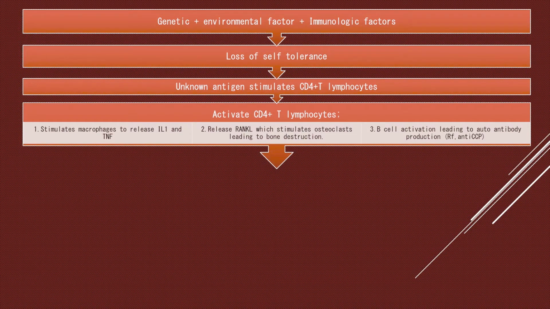Number one, they stimulate the macrophages to release the most important inflammatory mediators, which are IL-1 and TNF, interleukin-1 and tumor necrosis factor. Second, the helper T cells stimulate osteoclast formation, and the osteoclasts start the bone destruction. And number three, these helper T cells activate the B cells to produce certain autoantibodies, which further cause more destruction. The most important antibodies produced are rheumatoid factor and anti-CCP.